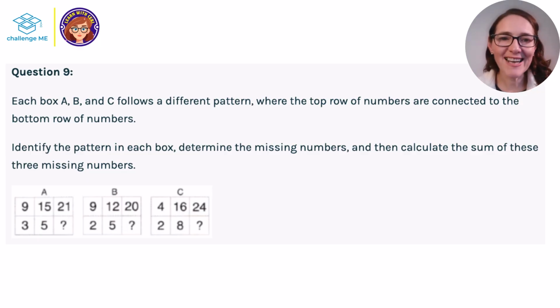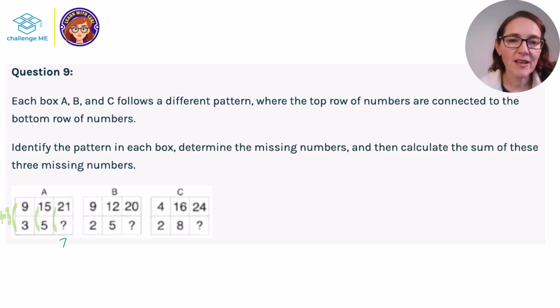On question 9, each box had a different pattern where the top row of numbers is connected to the bottom row of numbers. So you have to identify the pattern in each box, determine the missing numbers, and then calculate the sum of these 3 missing numbers. Right, so 9 to 3, it could be take away 6. Oh, but take away 6 does not work for 15 going down to 5. It is a divide by 3 connection. So we need a number 7 for the first box there, a number 7.